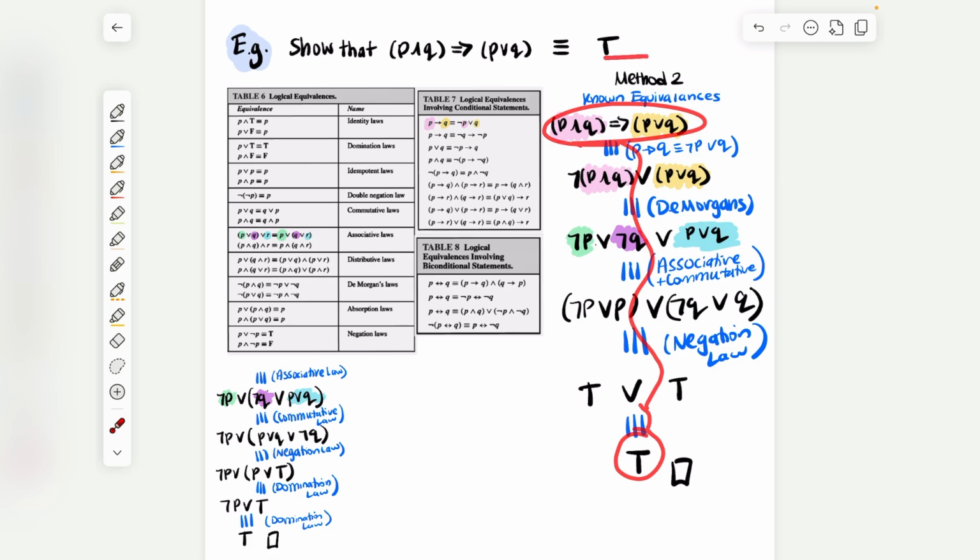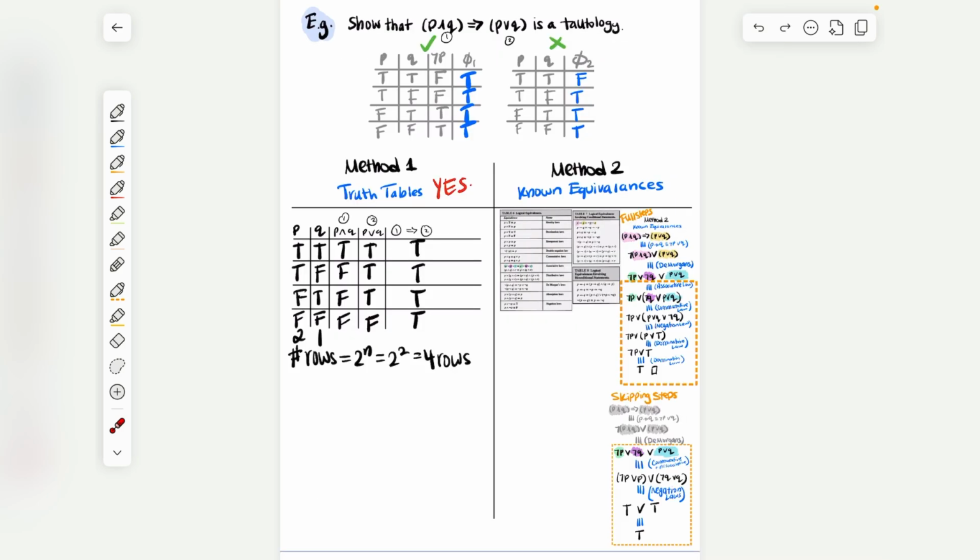So it is a tautology because the definition of a tautology is a compound proposition that is always true no matter what. So we proved that this compound proposition is a tautology using a truth table and using the known equivalences. Here I showed full steps, and here I showed if you want to combine the commutative and associative steps.